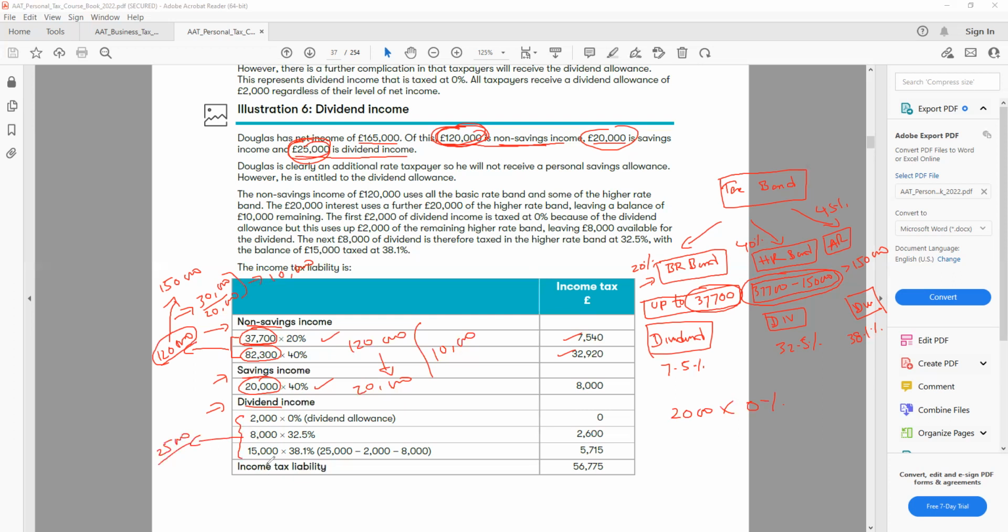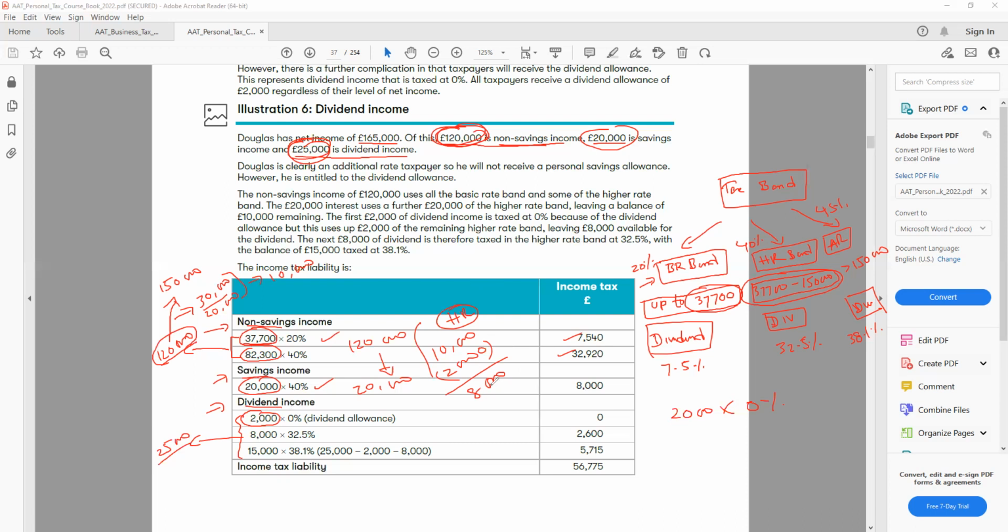So from 25,000, the first 2,000 is free. Then I have 23,000 left. Now, from this 10,000, I have a higher rate, if you remember. So from the higher rate, 2,000, I took at zero rate. So it is minus, and I have 8,000 left. That is for the higher rate.